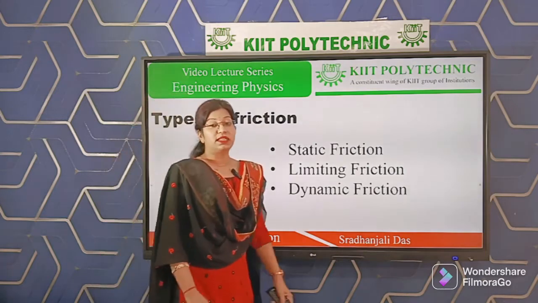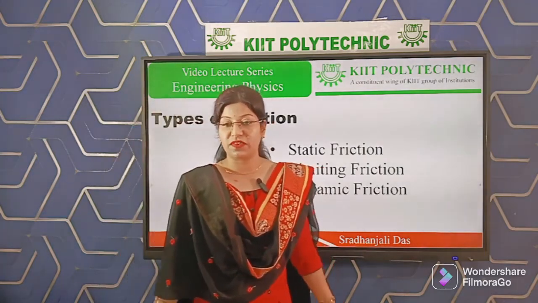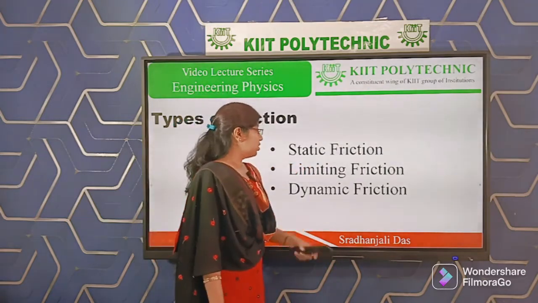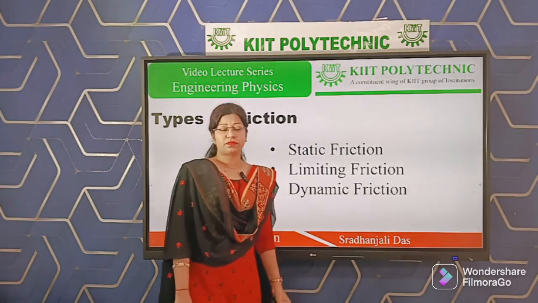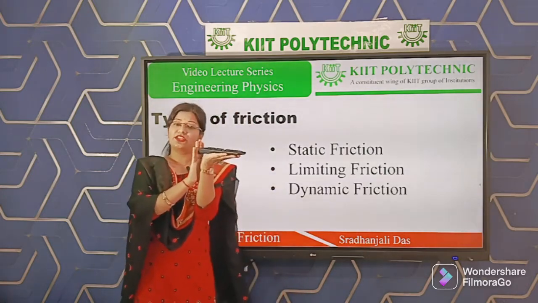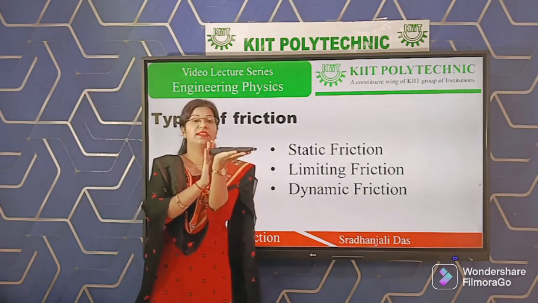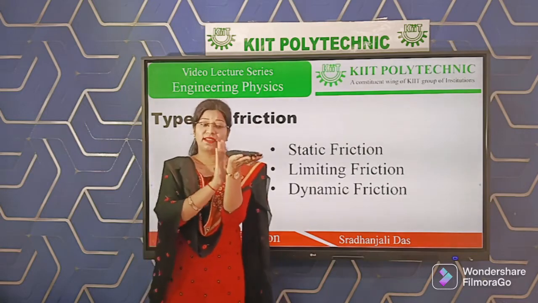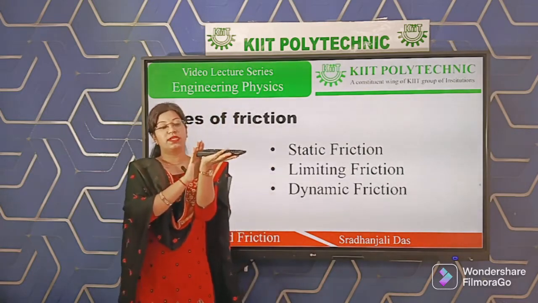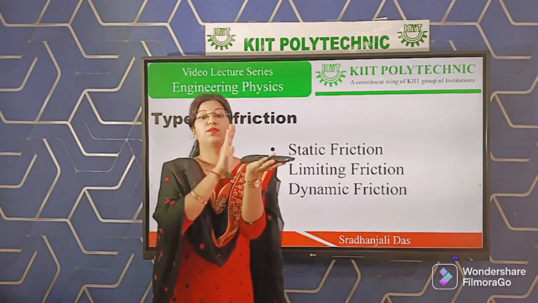Now we discuss what the types of friction are. There are actually three types of friction. One is static friction, then limiting friction, then dynamic friction. So what is static friction? Just see, I am holding a remote and I am applying some force. Is there any motion right now? No motion. Why is there no motion? Since I am applying some force, there is obviously some frictional force, but the body doesn't change its position.